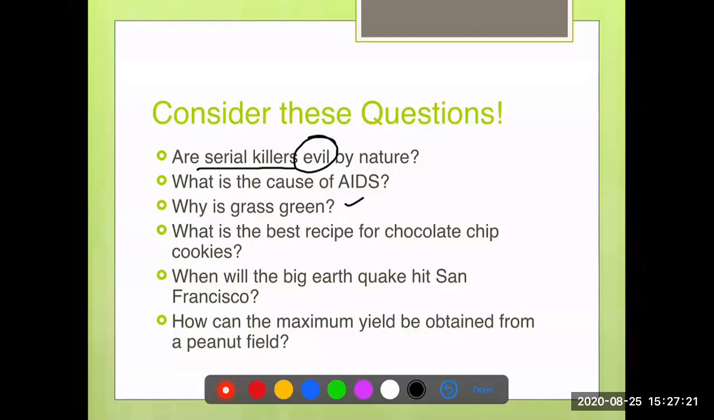What is the best recipe for chocolate chip cookies? Most students would jump on the word best as being subjective. It's true. I might like some chocolate chip cookies that you don't like. And you might like some chocolate chip cookies that I don't like. And it could be something about texture. Soft and chewy versus crumbly and crunchy.